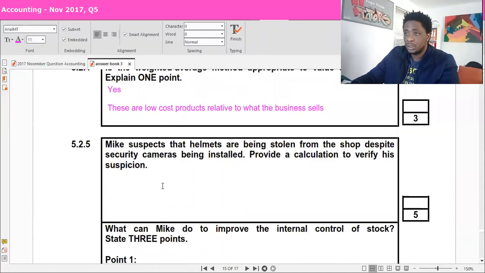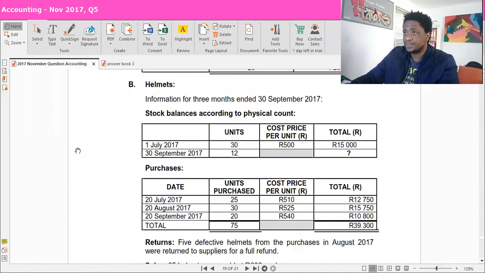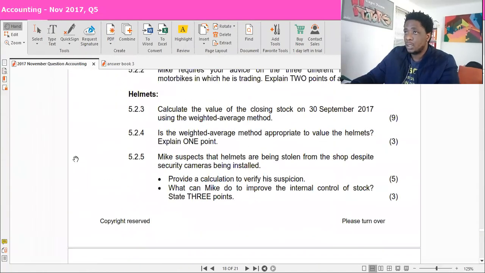Cool. And then moving on to the next question. The next question asks, Mike suspects that helmets are being stolen from the shop despite security cameras being installed. So they already said that the security cameras are in. So if they ask you for a suggestion on what to do, you can't say use security cameras because they're already there. So they say provide a calculation to verify his suspicion. And then after that, what should Mike do to improve the internal control of stock? State 3 points.